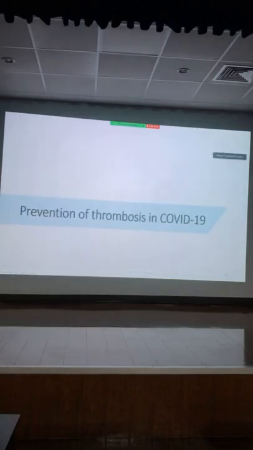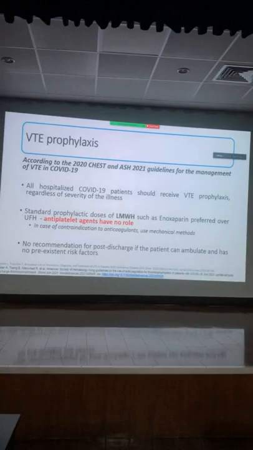Prevention of thrombosis in COVID-19. VTE prophylaxis. According to the 2020 CHEST and American Society of Hematology 2021 guidelines for the management of VTE and COVID-19, all hospitalized COVID-19 patients should receive VTE prophylaxis regardless of the severity of the illness. Standard prophylactic doses of low molecular weight heparin, such as enoxaparin, are preferred over unfractionated heparin, because of the exposure of the staff to the patient.